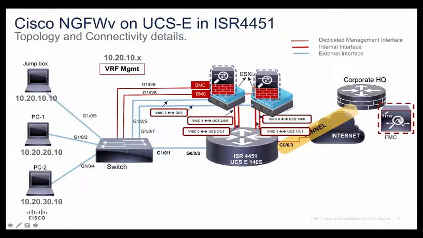So this CIMC is used for managing the UCS-E as well as provisioning the ESXi on the UCS-E module using the virtual KVM feature. The VMware ESXi management interface as well as the FTD management interface are configured with IP addresses from the 10.20.10.0 network, which is configured in a separate management VRF. And there is an FMC which is provisioned behind the corporate headquarter, and the ISR router provides the connectivity between this FTD and the FMC.